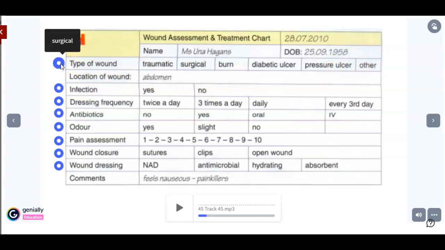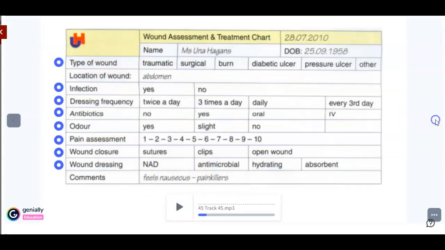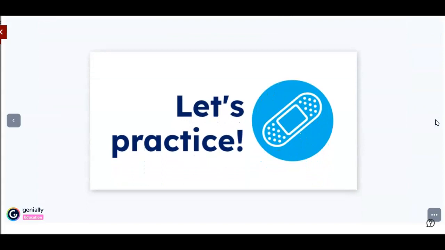Okay, so the idea here, people, is that you check the recording again and you can check the information, if there is infection or not, how frequently this woman is using the dressing, if she's taking antibiotics, what about pain assessment, wound closure, and wound dressing. Okay, so you will find all this information in the recording and you will find the answer similar to this one. Okay, and now that we have talked about this, are you ready to practice?